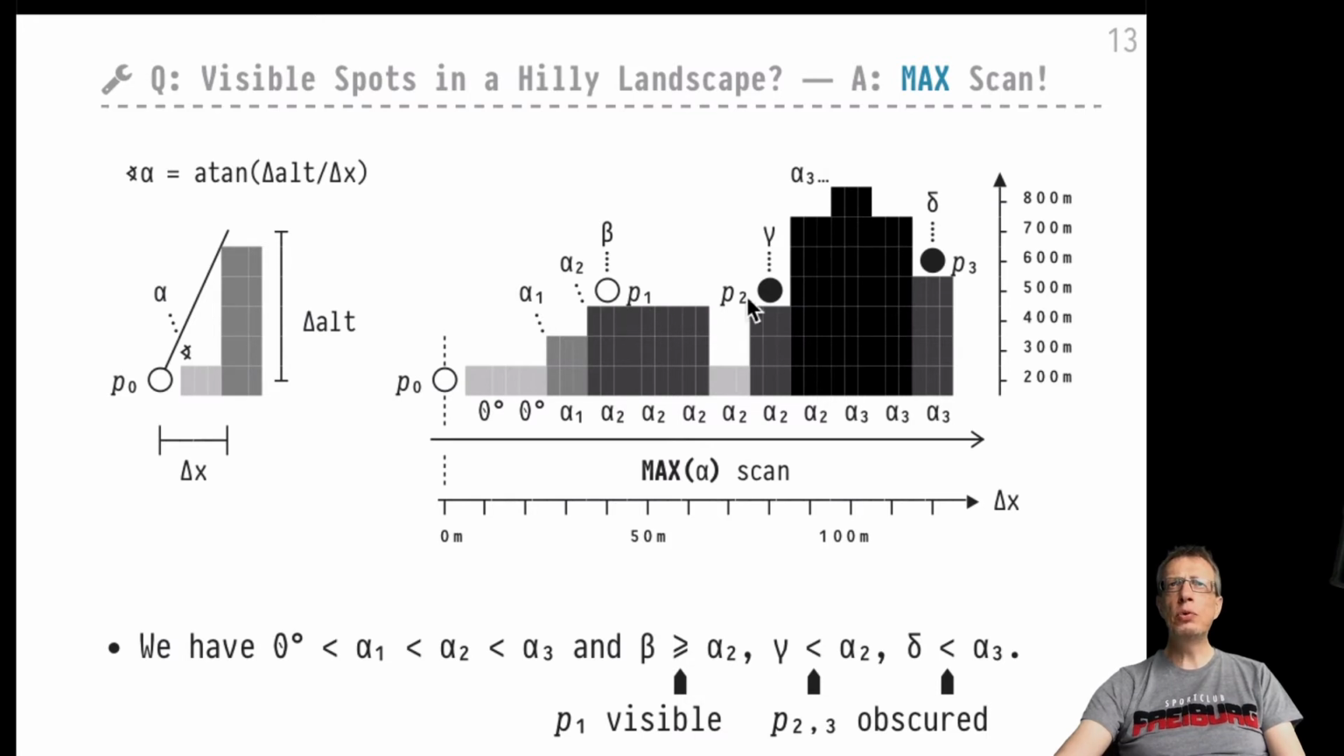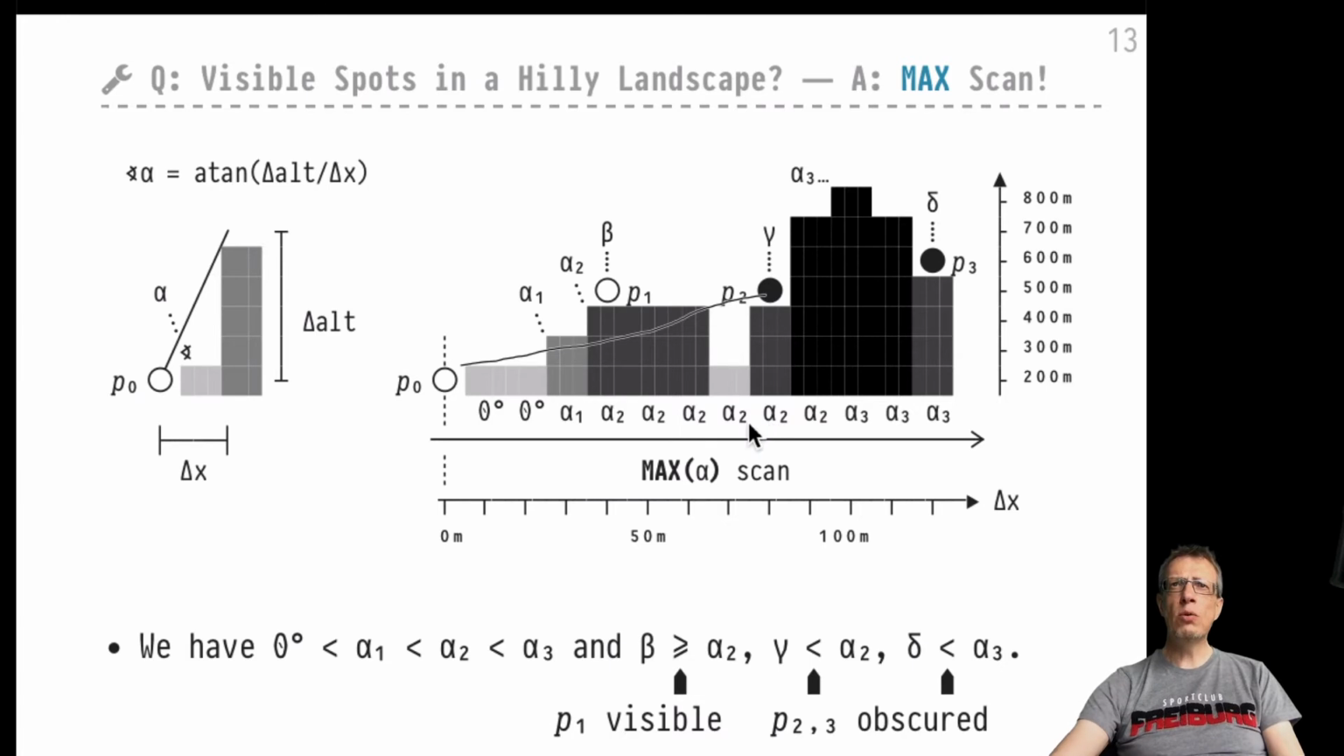The viewing angle gamma of P2, if you draw the line here, is smaller than the maximum viewing angle. What's the maximum viewing angle at this particular point? Alpha 2. Alpha 2 is the maximum viewing angle that we have seen so far. Gamma is smaller. P2 would be invisible.